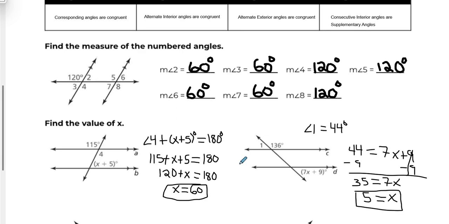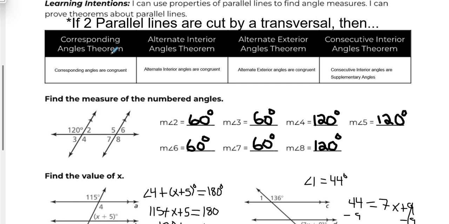Reminder, all you got to look for are these 4 relationships, and you can answer a whole lot of questions.